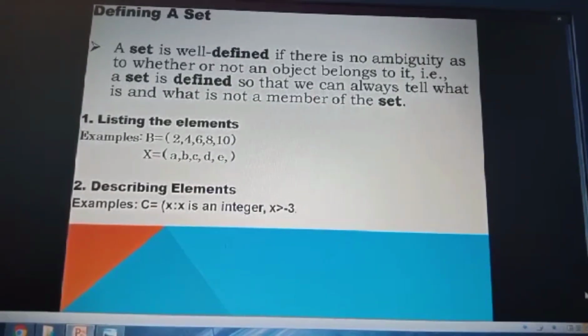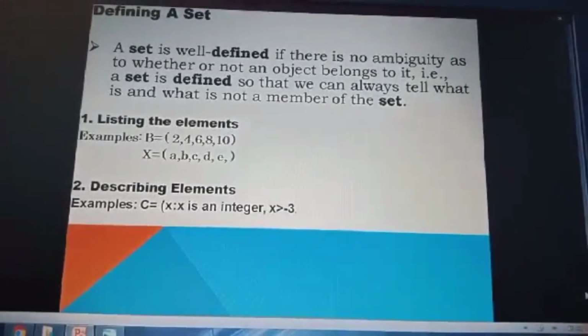Defining a set. A set is well defined if there is no ambiguity as to whether or not an object belongs to it. A set is defined so that we can always tell what is and what is not a member of the set. Listing of elements. Example: B = {2, 4, 6, 10}.